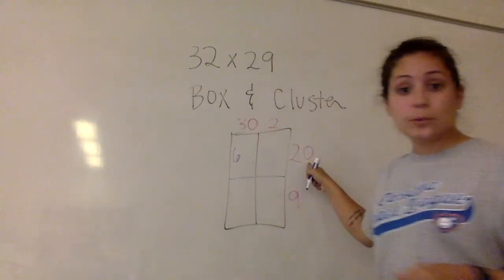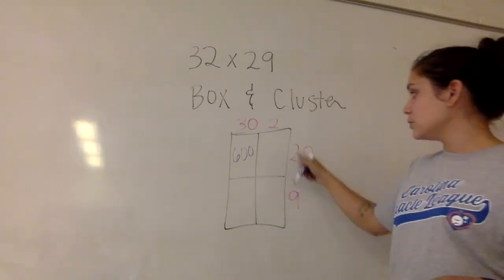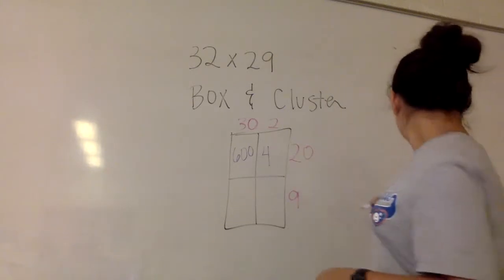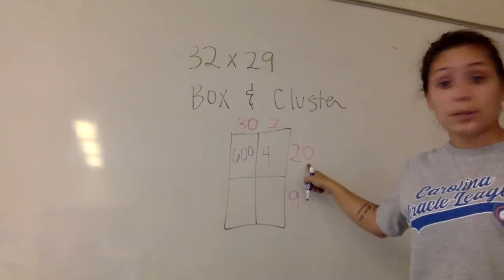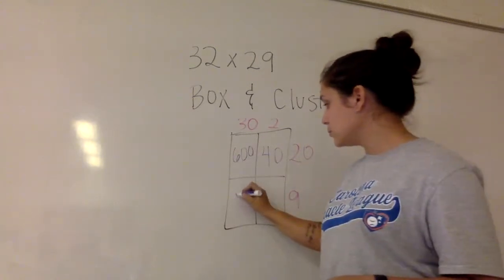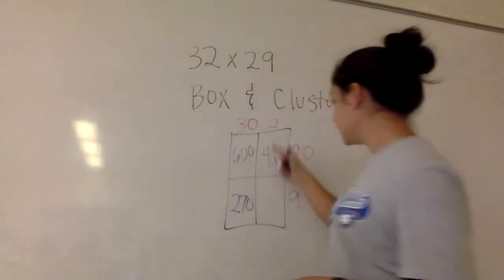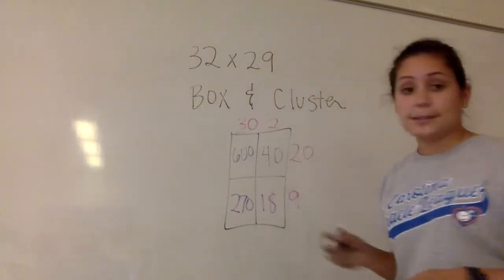6. How many zeros do we need to add? 2. 2 times 20. What's 2 times 2? 4. How many zeros do we need to add? 1. 30 times 9, 270, and 2 times 9, 18.